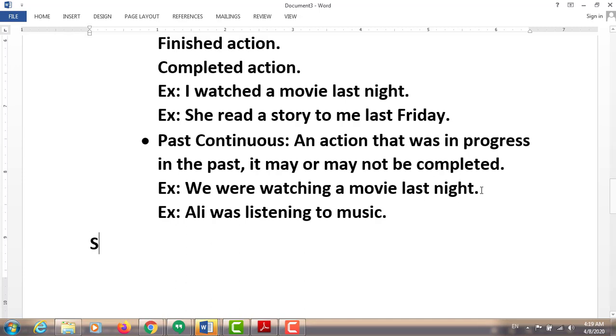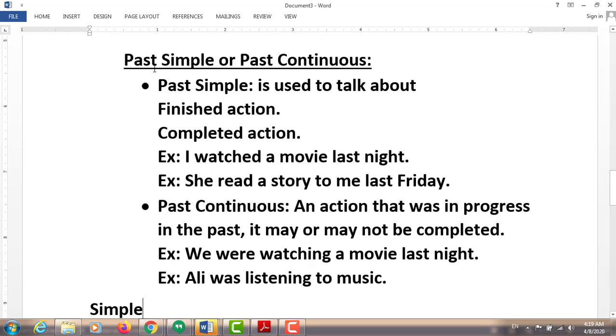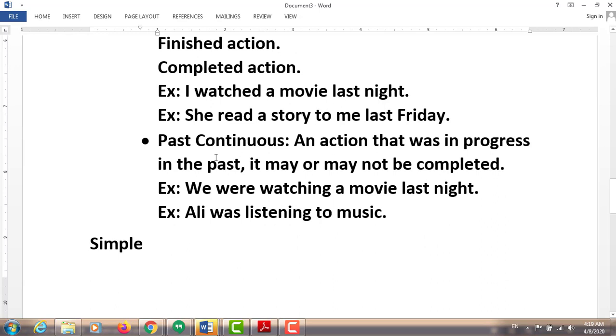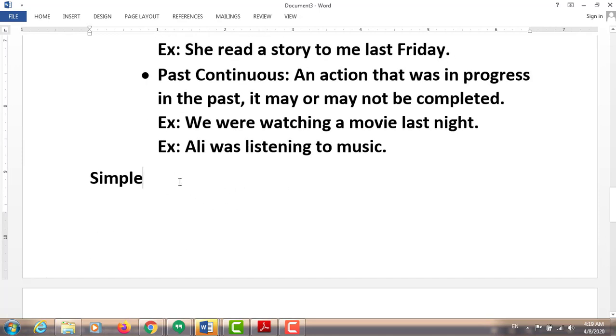Now, let's talk about one more thing. I hope you understood this, okay? When the action is completed, you use simple past. When you don't know whether this action was completed or not, you use what? You use past continuous. Okay, see these examples. It will be clear. So now, next thing.